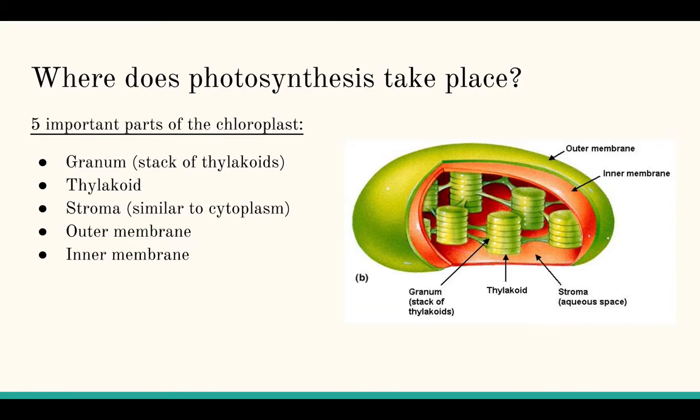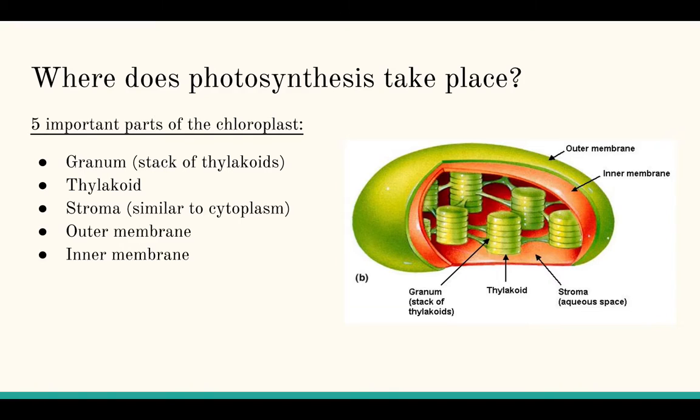The stroma is this jelly-like fluid that fills the chloroplast. It's similar to the cytoplasm in the cell. It just holds everything in place. Then we have an outer membrane and an inner membrane.